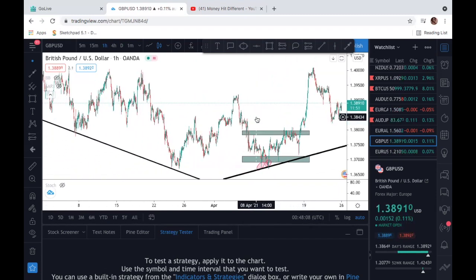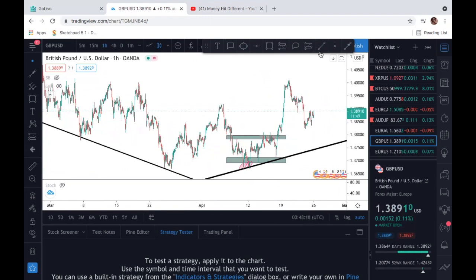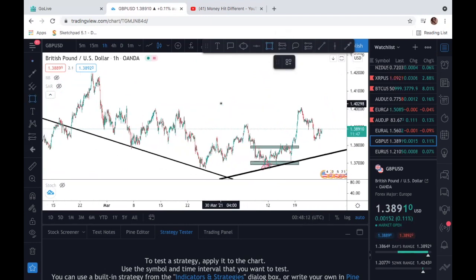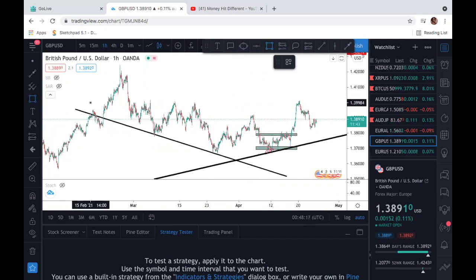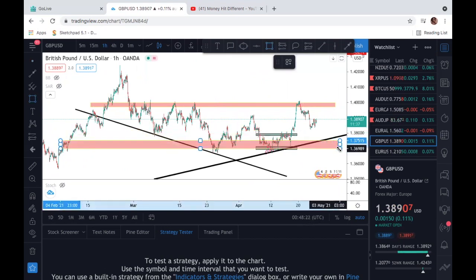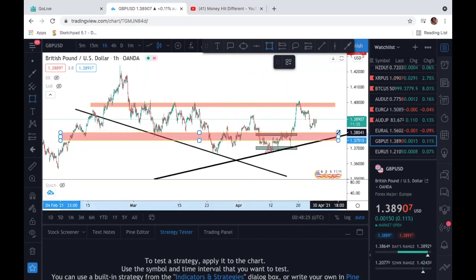Right, so we are on a 1 hour time frame. What I do is I definitely look for the highest and lowest. It gets a little bit tricky.